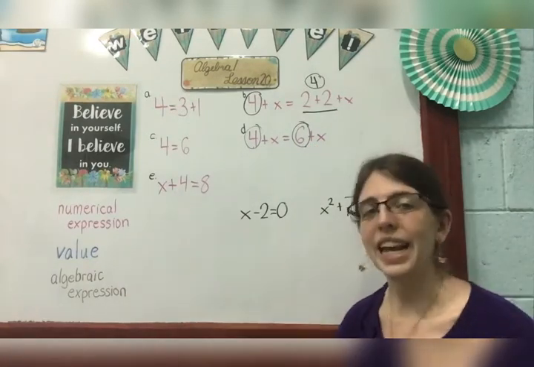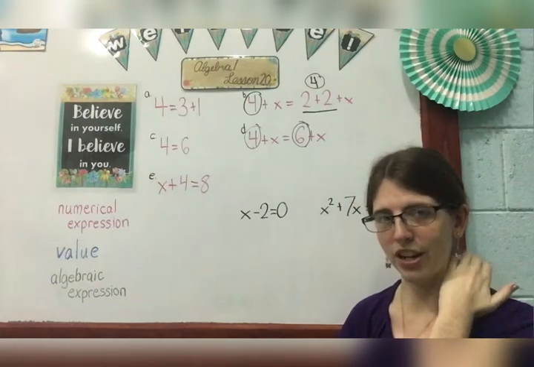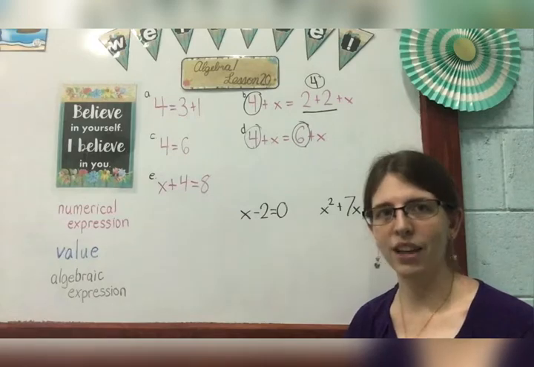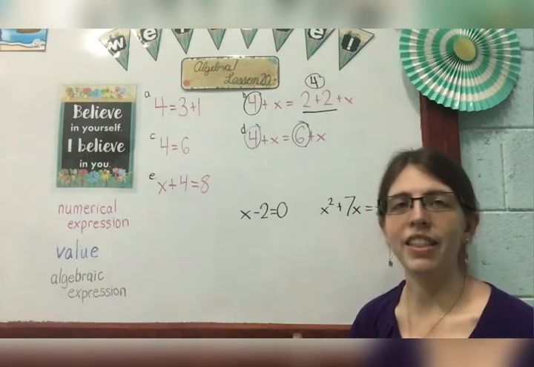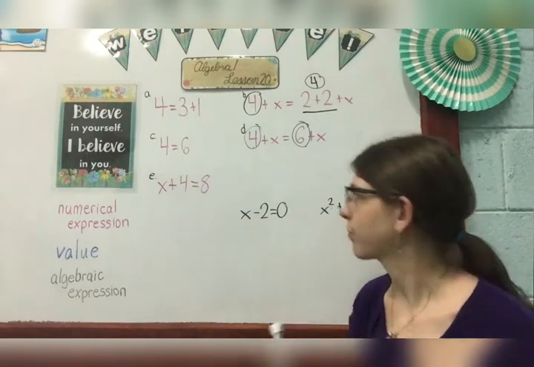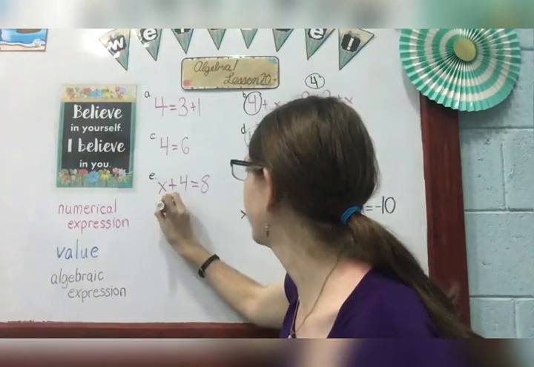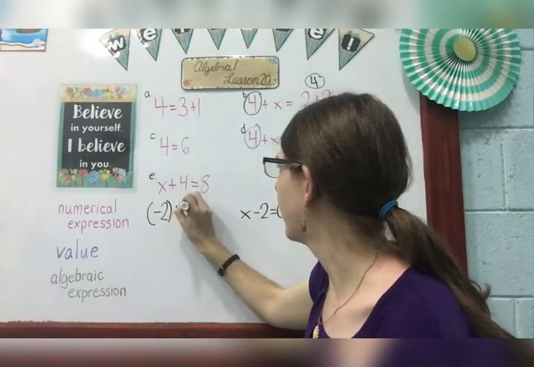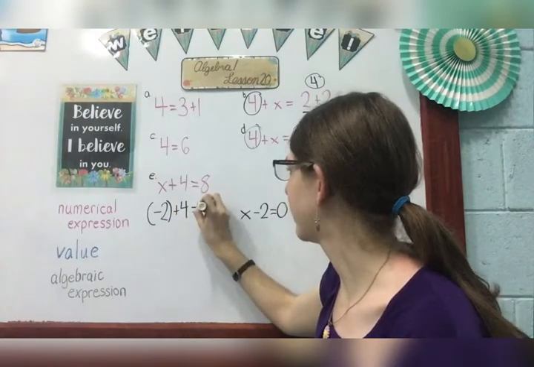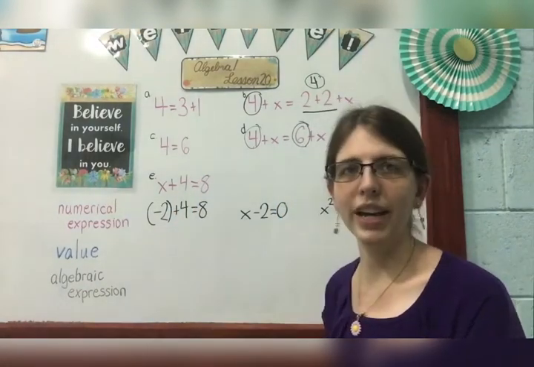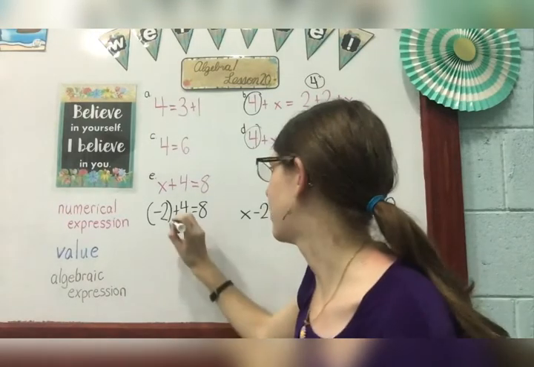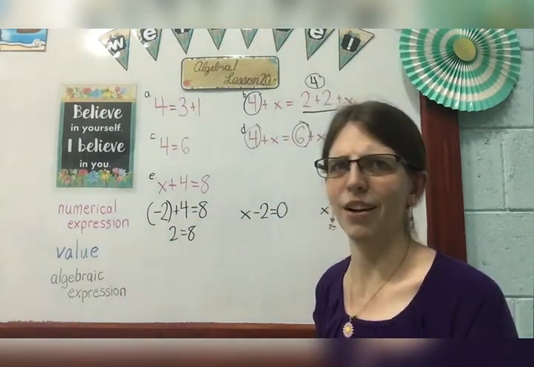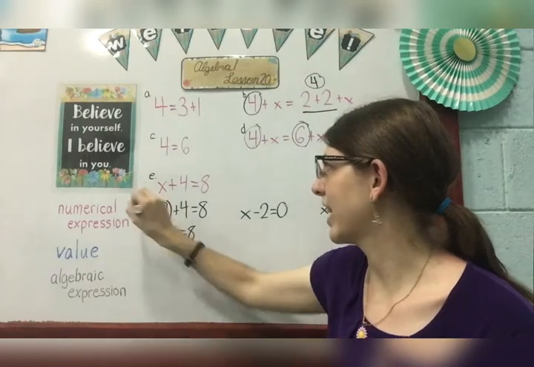X plus 4 equals 8 is a conditional equation. That means it depends on what number you use for x. So let's say that I say that x equals negative 2. I'll put negative 2 in place of x. Negative 2 plus 4 equals 8. Negative 2 plus 4 is positive 2. Does 2 equal 8? No. So x is not negative 2.